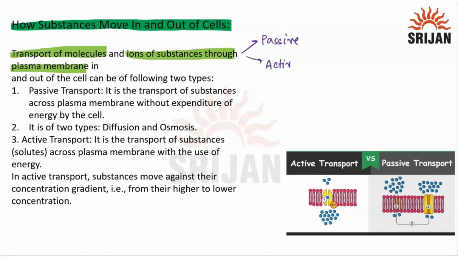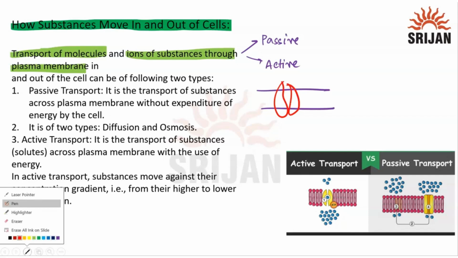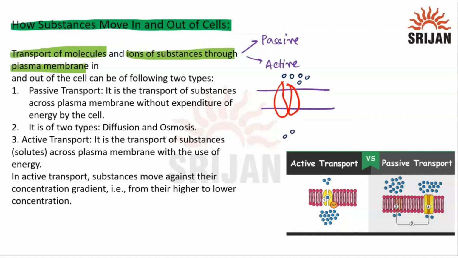So just think about this is the plasma membrane, and here we have the channel proteins present. Now here the molecules are very high and here the molecules are less. So from high concentration to low concentration, when the molecules are coming, no ATP or energy is needed. So that means that is a passive process. It is happening according to the concentration gradient.